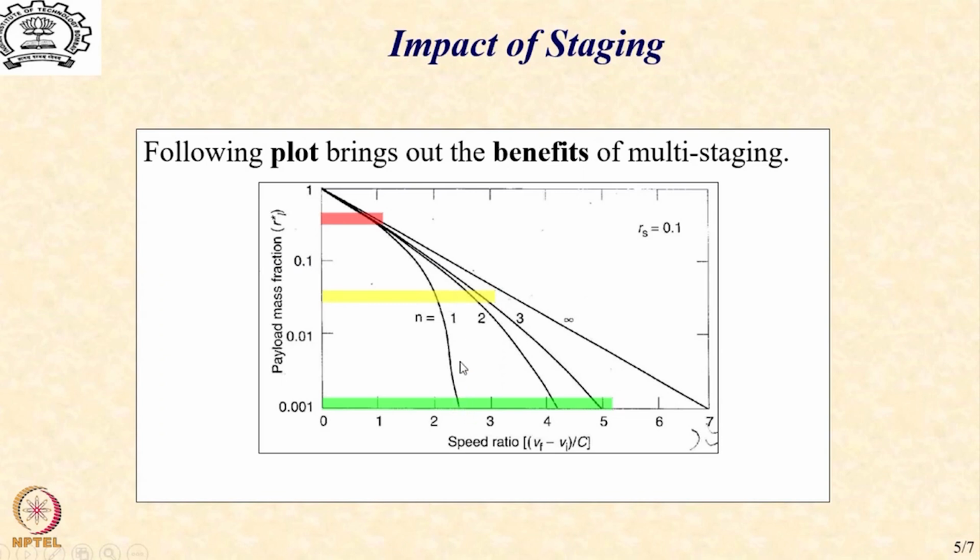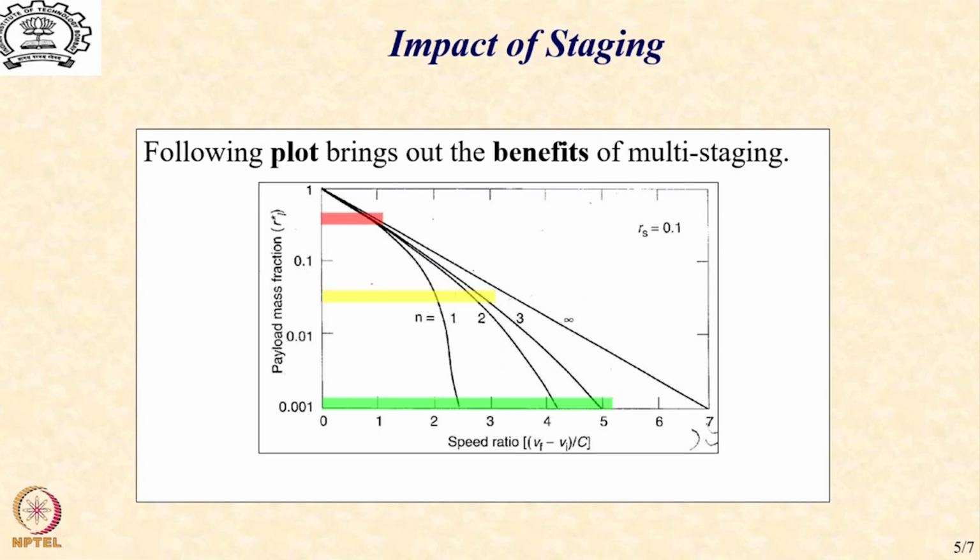Of course, I also see that if I go from two stage to three stage, the benefit is not very significant, even though we are using a logarithmic scale on the vertical side. Let us now argue the other way. Let us say that we are going to fix our payload requirement as 7%. So let us come to this point.